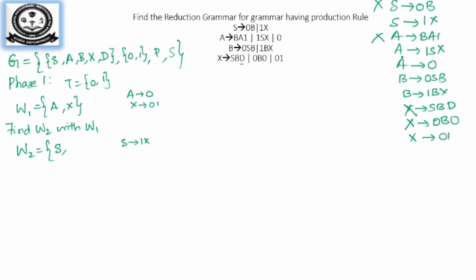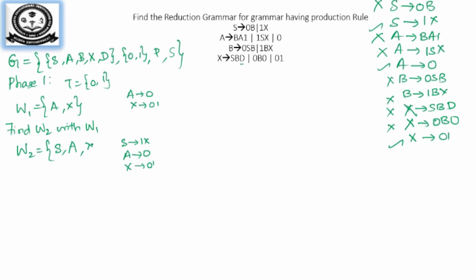Next, A implies 1S. Still S is not there in the set, so I will not include this. And A implies 0, which is there in W1. 0 is a terminal symbol, so you will have this. Then B productions: I don't have B, so no B productions will be considered. And X has only one production remaining, which is also not considered because S is not in W1, and B and D are not in W1. So these three productions will not be considered. So only these three rules will be considered: A implies 0, X implies 0, 1.